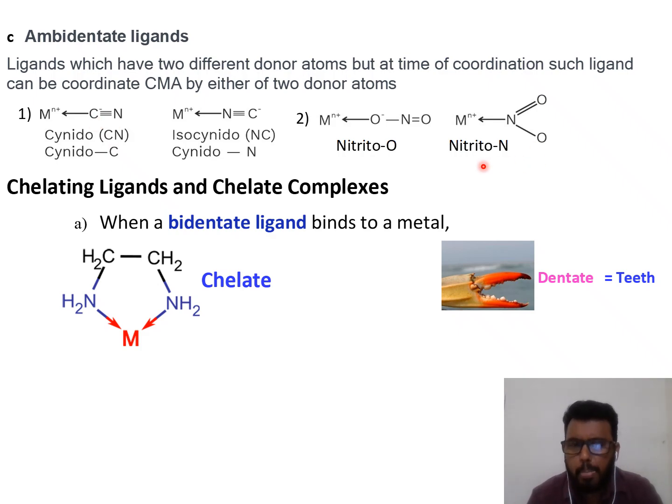And also the best example would be nitrito, with oxygen and nitrogen. So here you will have ON double bond O. If the metal ion is coordinated with the oxygen atom, that is called nitrito-O, and if it is coordinated with N, that is nitrito-N. And this looks like a chelate. The example is ethylenediamine, and exactly, this looks like a T, with these two NH2 groups.